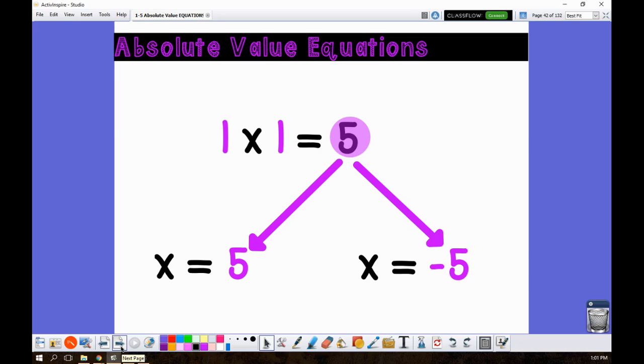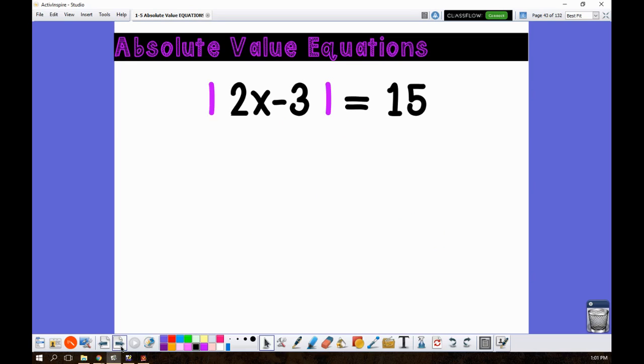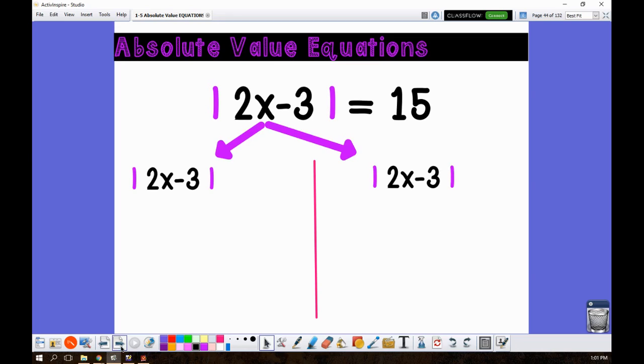Let's try this with a harder example. Here I have the absolute value of 2x minus 3 is equal to 15. I'm going to split this up into 2, okay? I'm going to bring this side down on both. Then I'm going to drop my absolute values.